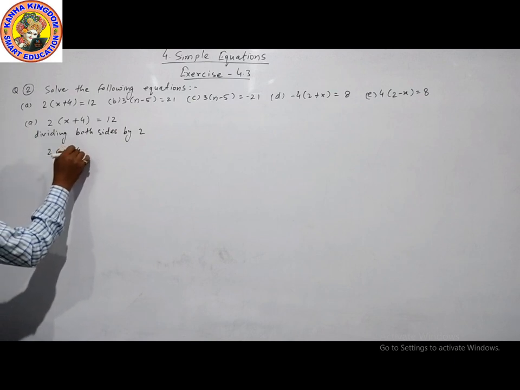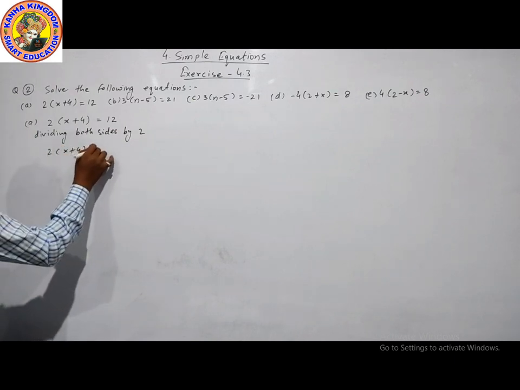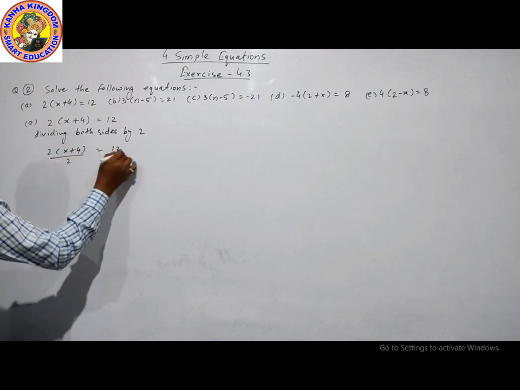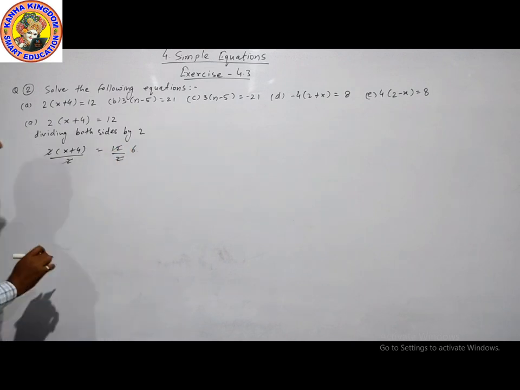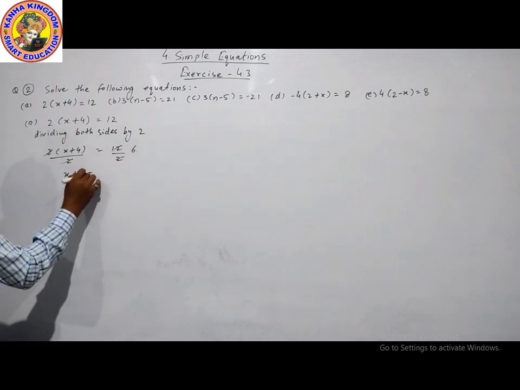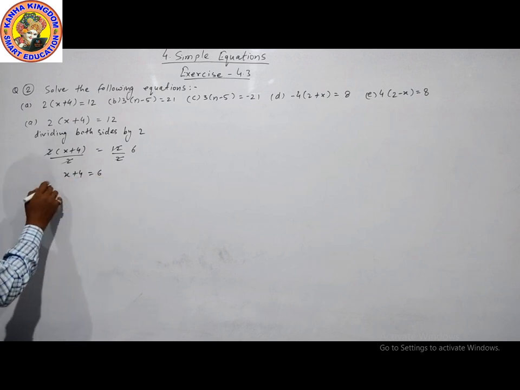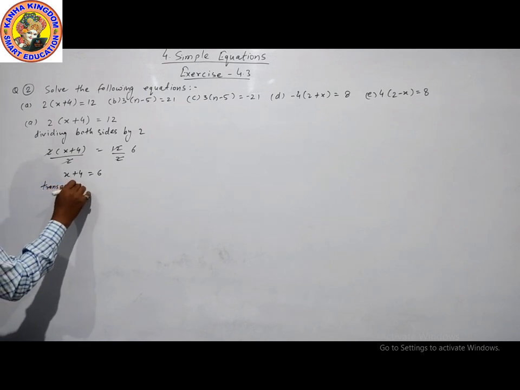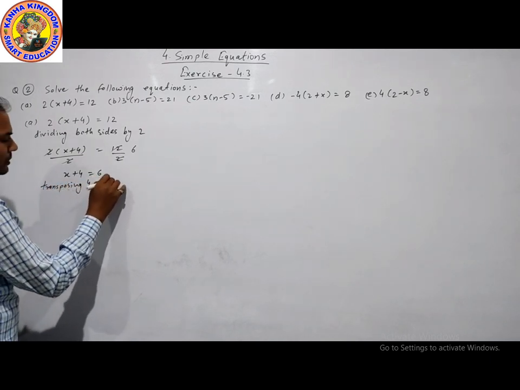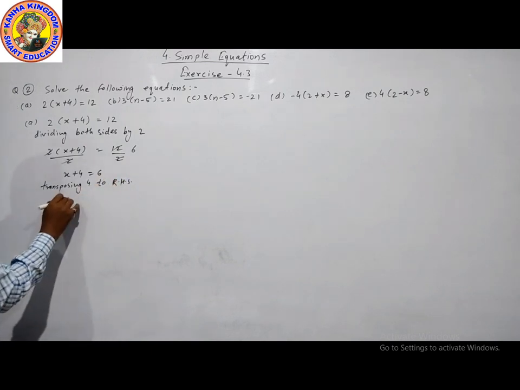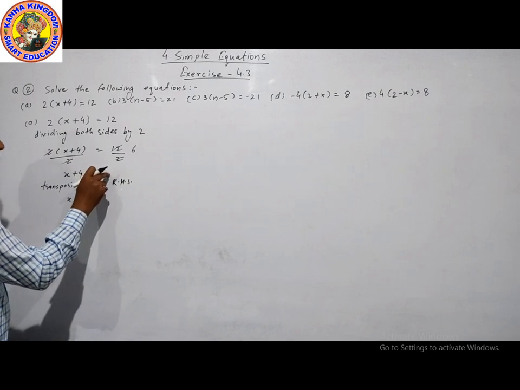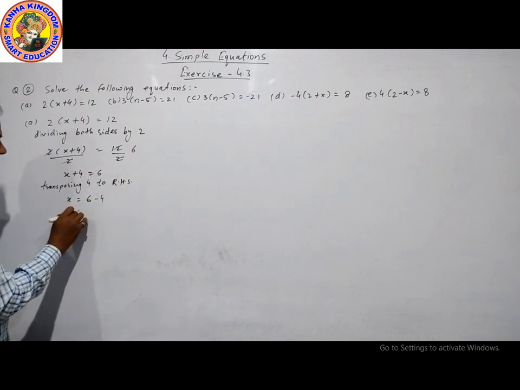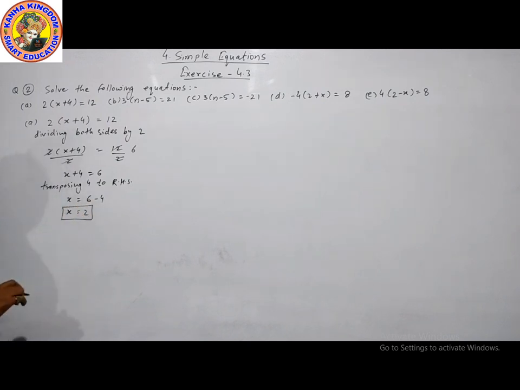Here is 2 into (x + 4), and here is 12. Now we will divide by 2. 2 and 2 cancel, and 12 divided by 2 is 6. So x plus 4 is equal to 6. Now transposing 4 to the right hand side. Here is plus 4, and moving to the right hand side, this will be minus 4. x is equal to 6 minus 4, x is equal to 2 is our solution.